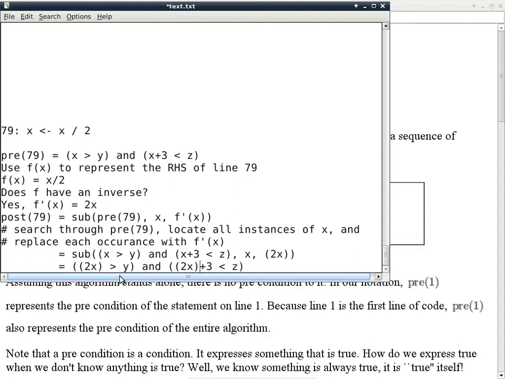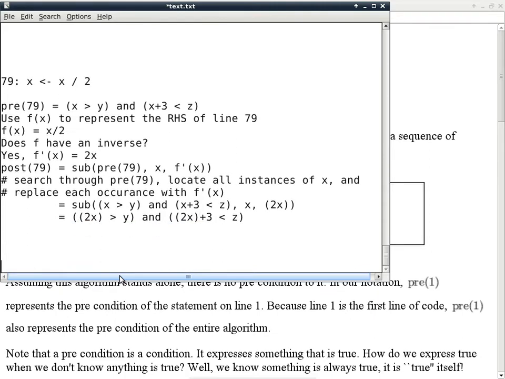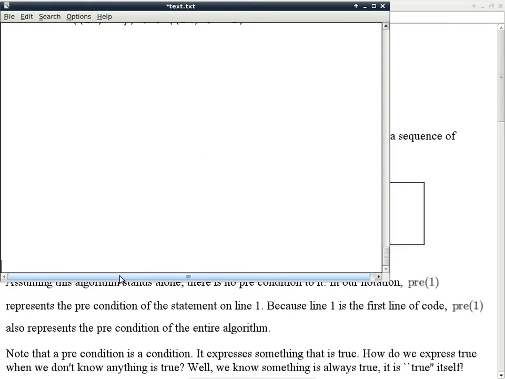Let's apply this to something that's really simple so that we get a good feel that it is actually working fine. So we'll scroll this off the screen and we'll work with line 31. Line 31 says y gets y plus 1. We'll start with a precondition of line 31, and in this case, I'll make y equal to 44. We'll apply the same technique.